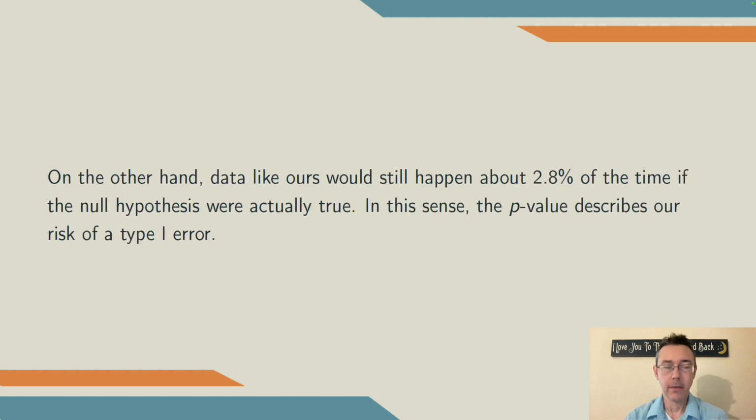One small warning on that: this means that data like ours would still happen about 2.8% of the time if the null hypothesis were actually true. So there is a risk of a type 1 error here. In a sense, the p-value is quantifying that risk.